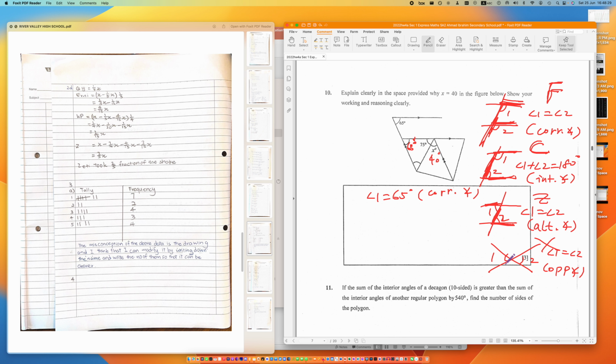Then of course you can find out this, right? 180 minus the 65. So 140, this is 40. So 40 and 40, this is your Z. So X is 40, so it's alternate, ALT. But by the way, the angle, you can do it this way or you can do it this way.